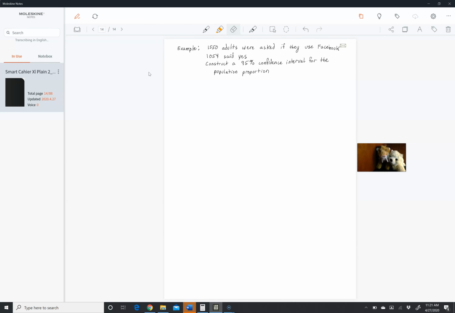Okay, so what do we do? Exactly the same thing that we did with population means. First, we find the point estimate. We already did this, right? P hat is 1,054 over 1,550, which we found to be 0.68.